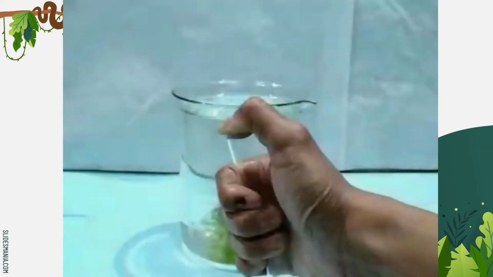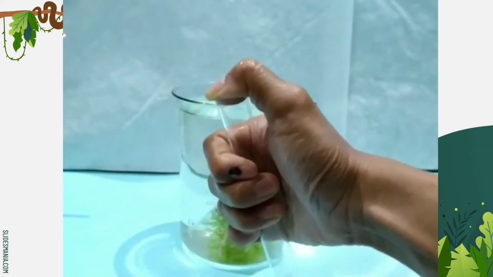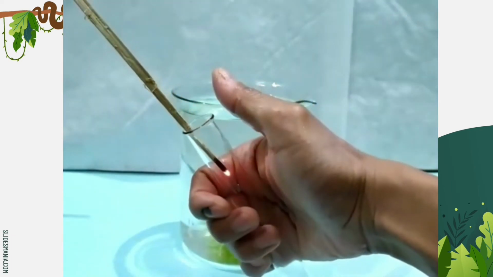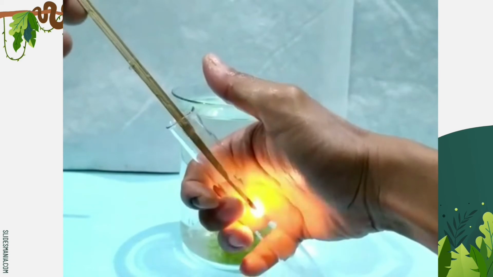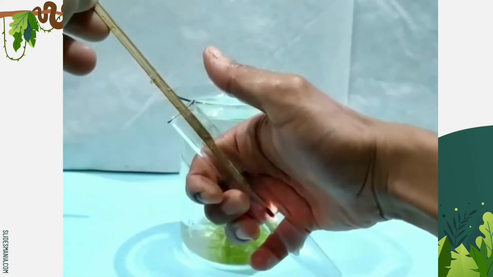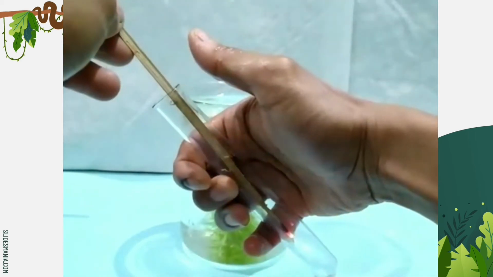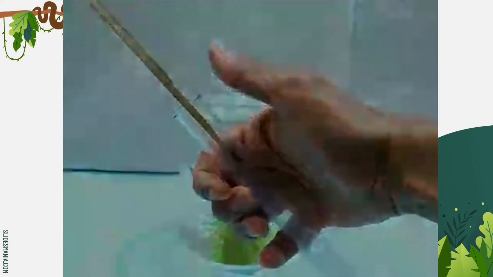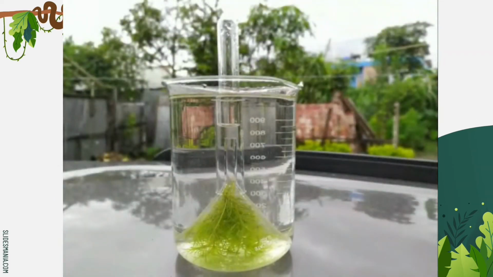Now to check if the gas is oxygen, what you can do is, this person is putting a burning thing. See, when you put inside, it's burning more, because for burning you need oxygen. So you see, it's burning with a high flame. So it shows that there is oxygen inside this. So that was the experiment.